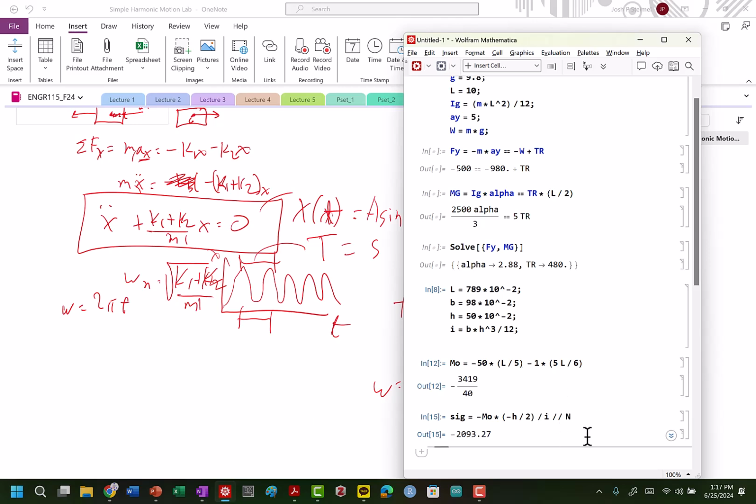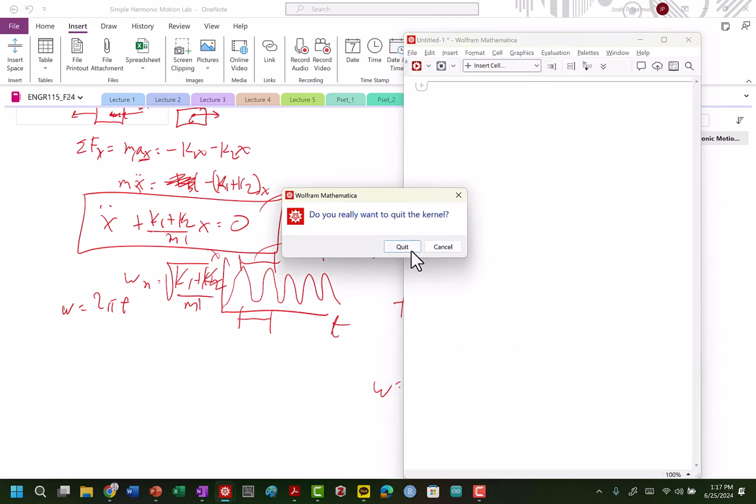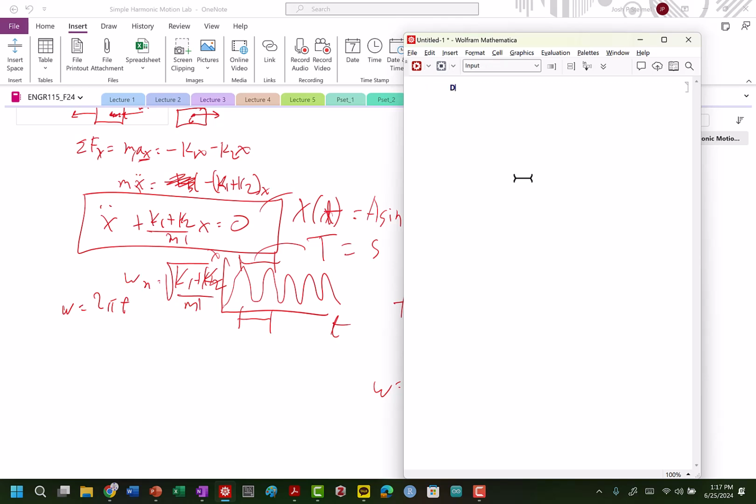So I'm going to delete everything in here. I'm going to quit our kernel locally, and then I'm going to say dsolve, because our function is x double dot of t plus K1 plus K2 divided by M1 times x of t, set this equal to 0, solve for x of t, variable t. And we'll see our expression will look something similar to this. It's going to solve. It's just taking a little while.